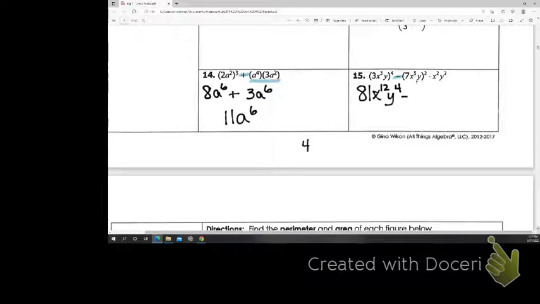And then over here, we've got to get rid of this exponent on the outside. So 7 to the 2nd power. The minus sign is on the outside, so it's not getting rid of the minus. 49. X to the 5 times 2 is 10. Y to the 1 times 2 is 2.